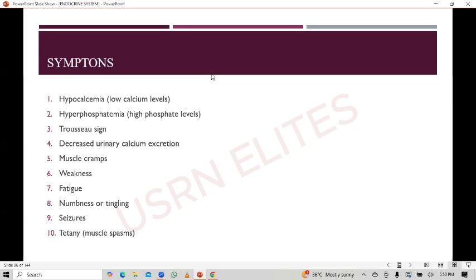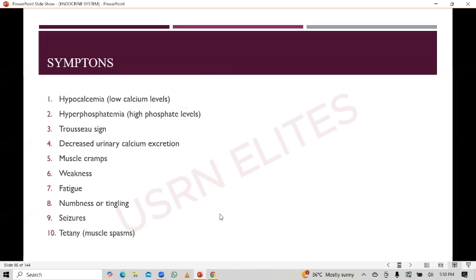All right. So the signs and symptoms of hypoparathyroidism. We have the hypocalcemia, which we all know because there is low production of parathyroid. We have hyperphosphatemia, because anytime the calcium levels are low, phosphate goes up, and anytime phosphate levels are low, calcium goes up. Then we have the key signs and symptoms of hypocalcemia, Trousseau's sign, and then Chvostek's sign.